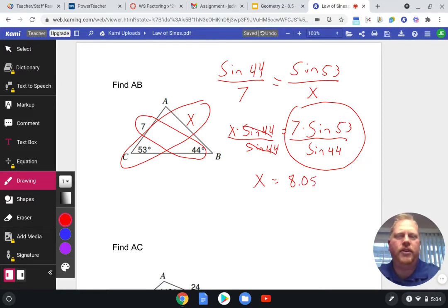Now, a good way to double check yourself is that the biggest angle will always be across from the biggest side, and the smallest angle will always be across from the smallest side. So if x is 8.05, does it make sense that the smaller angle, 44, is across from the smaller side, 7, and the bigger angle, 53, is across from the bigger side, 8? That does make sense. So I'm pretty confident in my answer. Again, if you're not getting the same answer, we need to talk about how you're plugging things into your calculator.